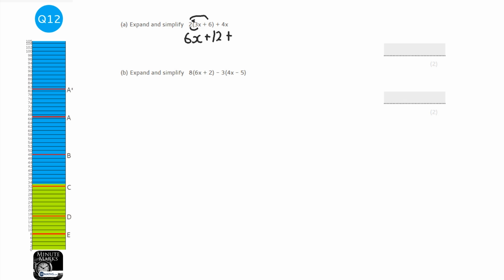Now we've still got the 4x, so I still need to write that down. Then I'm going to collect like terms. Now the like terms we have is the 6x and the plus 4x.